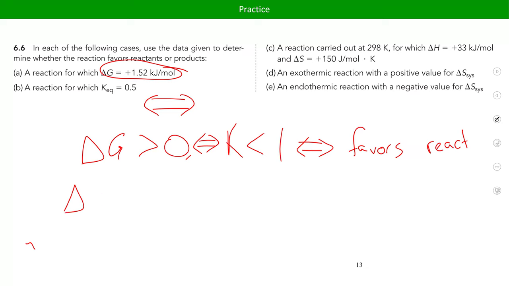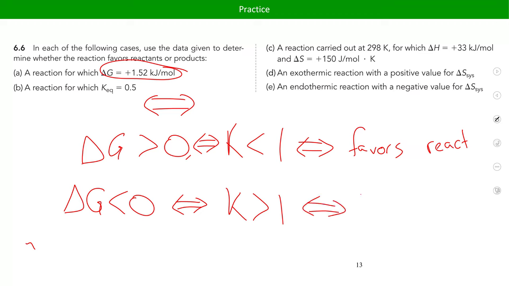So if delta G is less than zero, K is greater than one. Favors product. What's the third case? If they're both equal to zero, or both equal to one. If delta G is equal to zero, K is equal to one, which means you're at equilibrium.